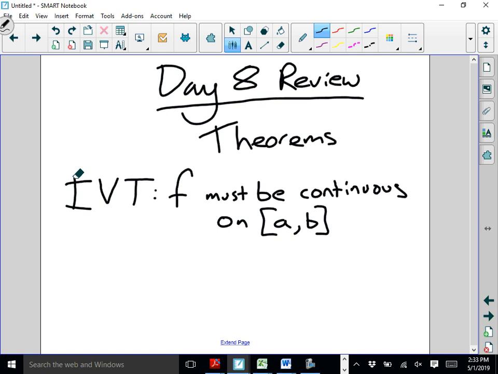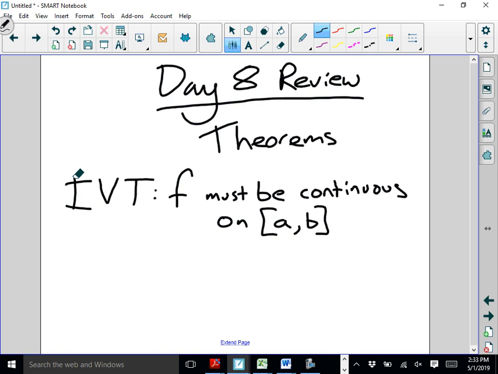When we go from x equals a to x equals b, there are also corresponding y values for each of those, f of a and f of b. What that means is every number between f of a and f of b has to be hit somewhere between x values of a and b.